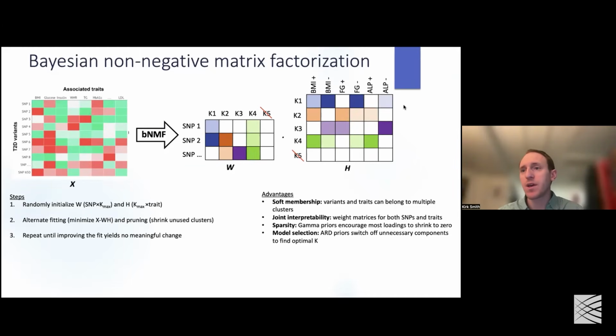Now, this shrinkage is encouraged by the gamma priors, and it also makes our final weights quite sparse. So in an actual clustering run, you would see a lot of zeros or very, very small weights in the final matrices that you get. And so this makes interpretation much easier because you don't have to look at weights for hundreds of variants and traits for each cluster.